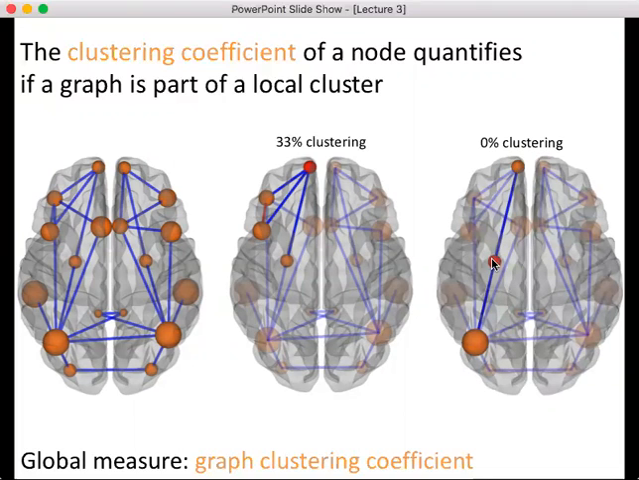And we can even have a 0% clustering for a given node. For example, in this case, this node here is connected to 2 nodes which are not connected to each other. So the clustering coefficient for this node is 0.